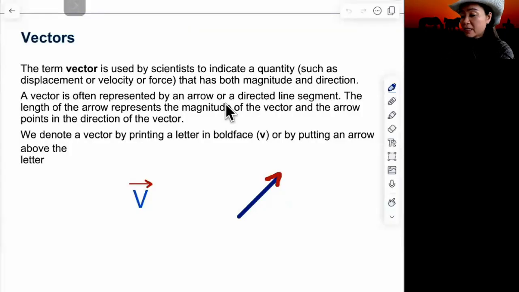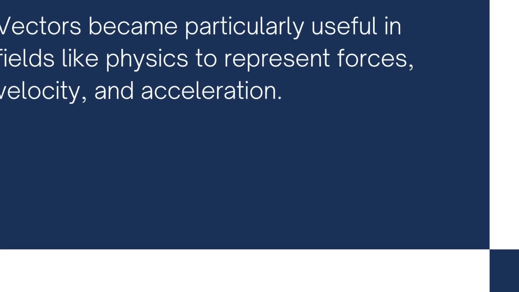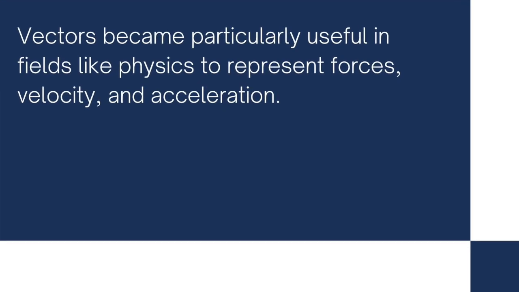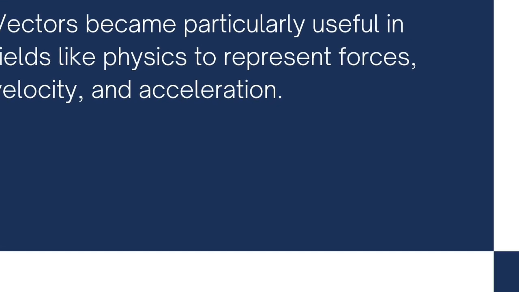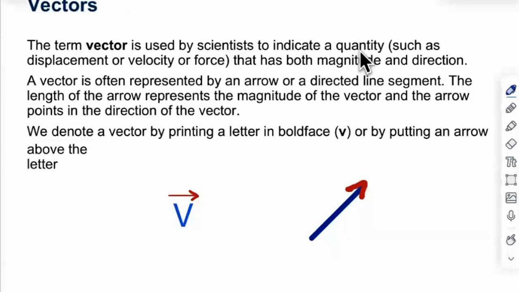The term vector is used by scientists to indicate quantity, for example, like velocity or force. We know that velocity has magnitude, how large the velocity is, and also has direction. It's an example of a vector. Similarly, force also has magnitude and direction. So velocity and force both are vectors. You need two things: a magnitude and a direction. Those are vectors.